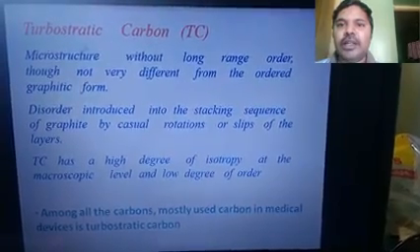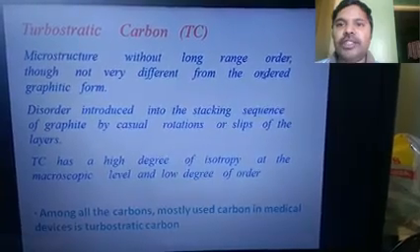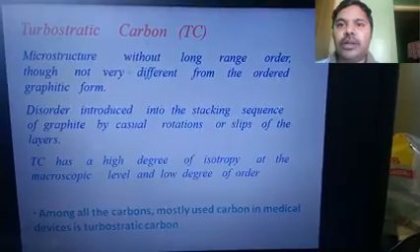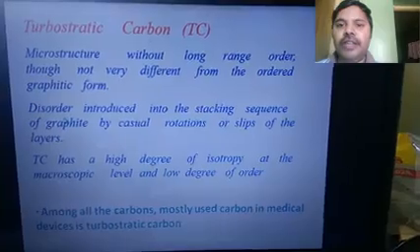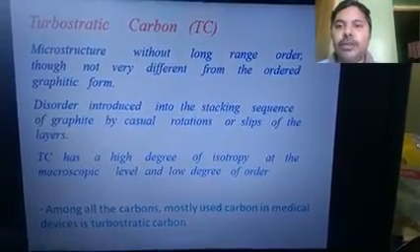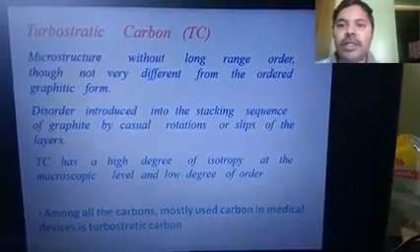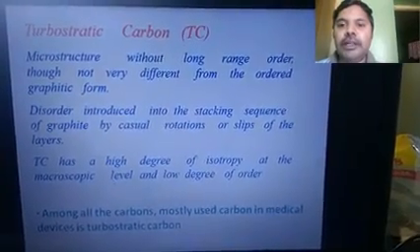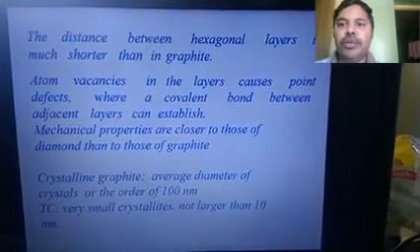Turbostratic is another allotropic form of carbon. It has a microstructure without long range order, though not very different from the ordered graphitic form. So turbostratic carbon is also like graphite, but it has a disordered structure, which we can see in the next slide. Among all the carbons, the most used carbon in medical devices is turbostratic carbon. Among the three different carbons, when you compare diamond, graphite, and turbostratic carbon, turbostratic carbon is mostly used. So these are the different explanations about turbostratic carbon.